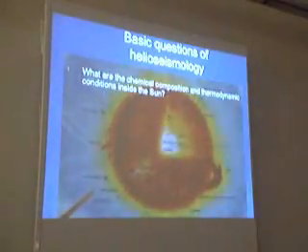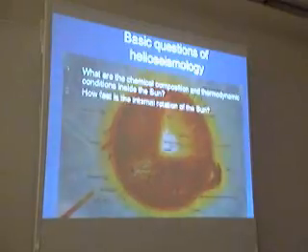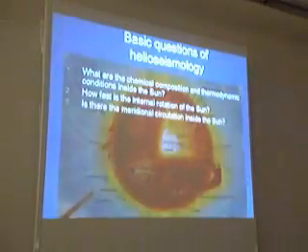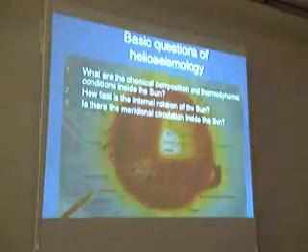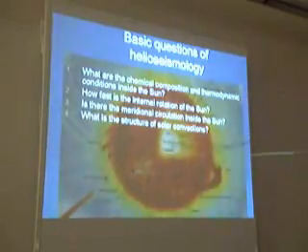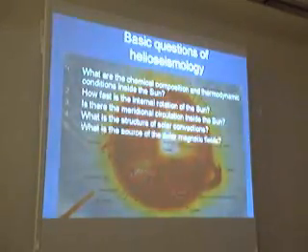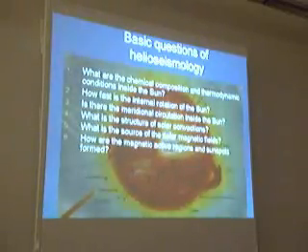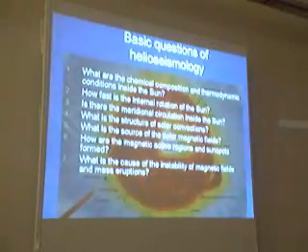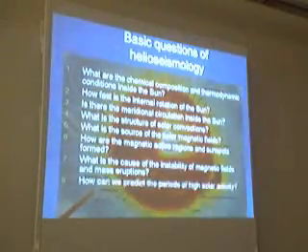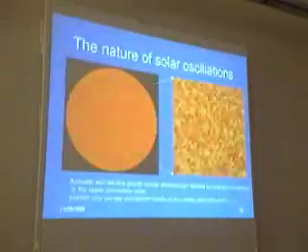There are some questions we address in helioseismology. We try to understand the chemical composition of the sun, temperature distribution, density distribution, rotation rate inside the sun, and meridional circulation. We also study the structure of convection, these convective cells we see on the surface, their structure and depth, the source of solar magnetic fields, how sunspots are formed, and what instability causes mass eruptions. And a practical question: can we predict periods of high solar activity?